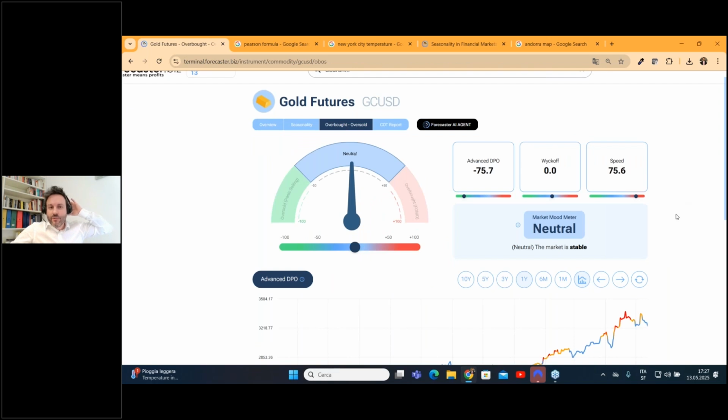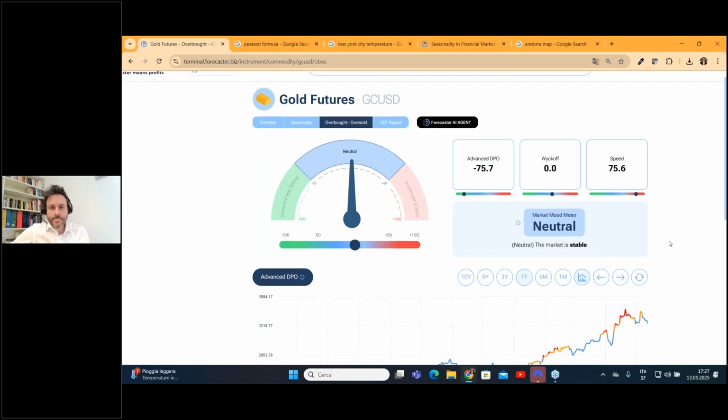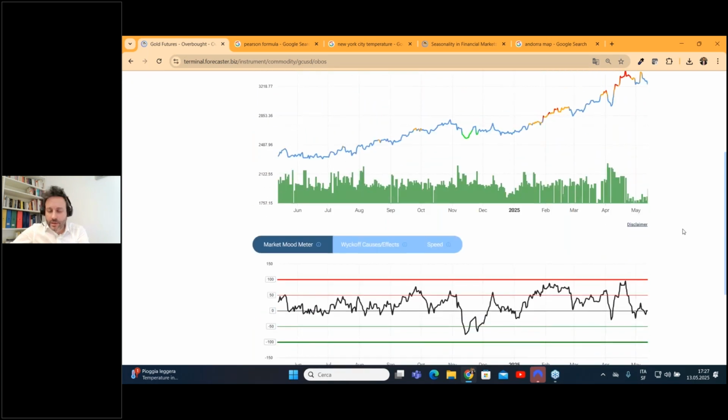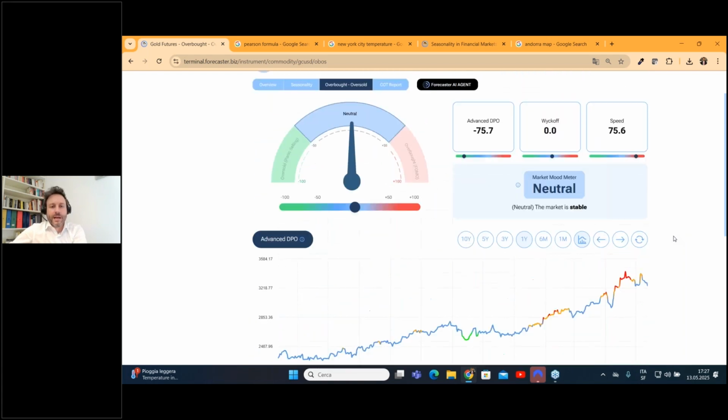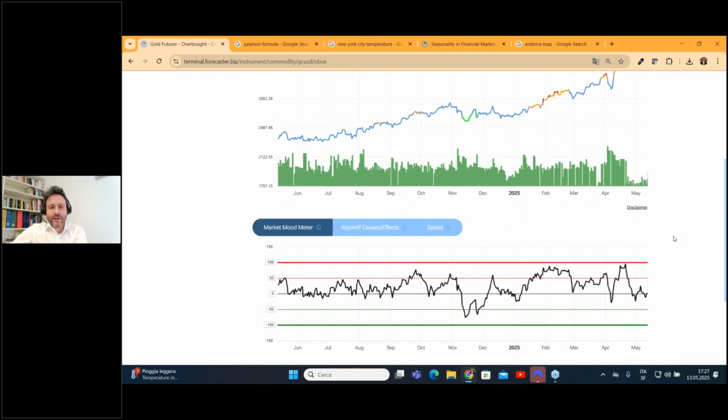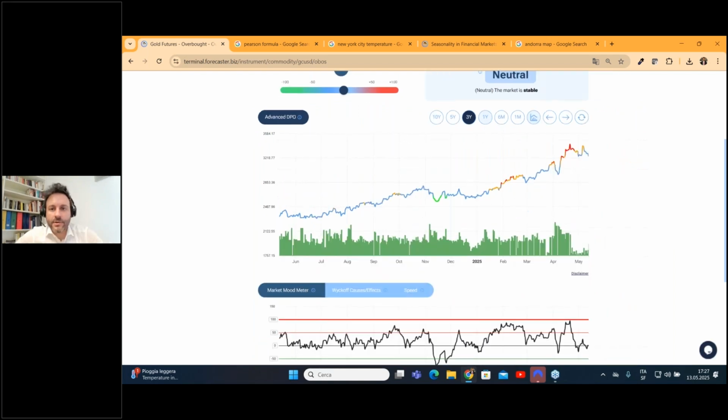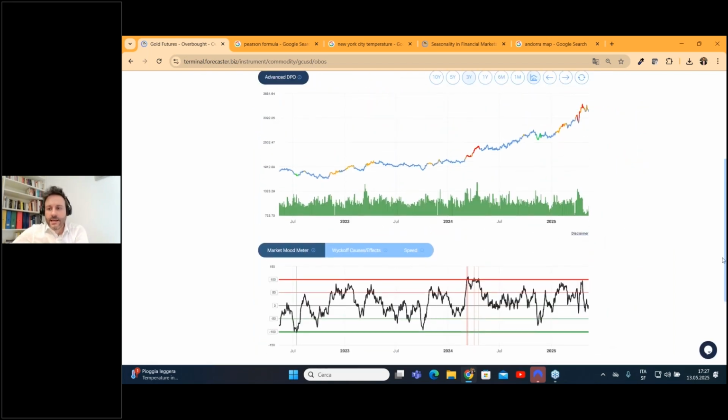Of course, we have also the overbought and oversold layer, okay? And we already talked about this indicator in the previous lessons of the masterclass. So I will go very fast with this lesson. Okay, here we have this indicator, which is inspired by the CNN fear and greed index. The difference between the fear and greed index and this indicator is very simple. We calculate this indicator on every financial instrument, including commodities.